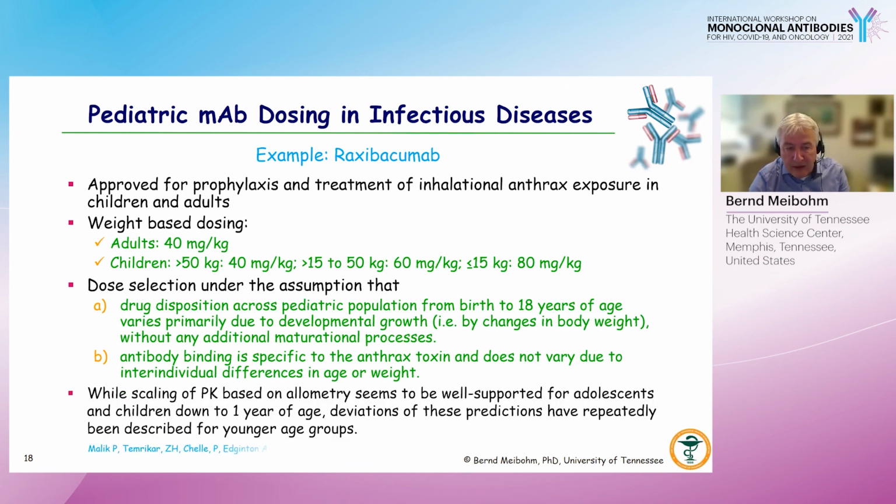Now, this approach has been questioned more recently, and it has been shown that while scaling of PK based on allometry seems to be well supported for monoclonal antibodies for adolescents and children down to 1 year of age, deviations in these predictions have repeatedly been described for younger age groups. That has, for example, been shown for palivizumab, that has been widely used in newborns and young infants.